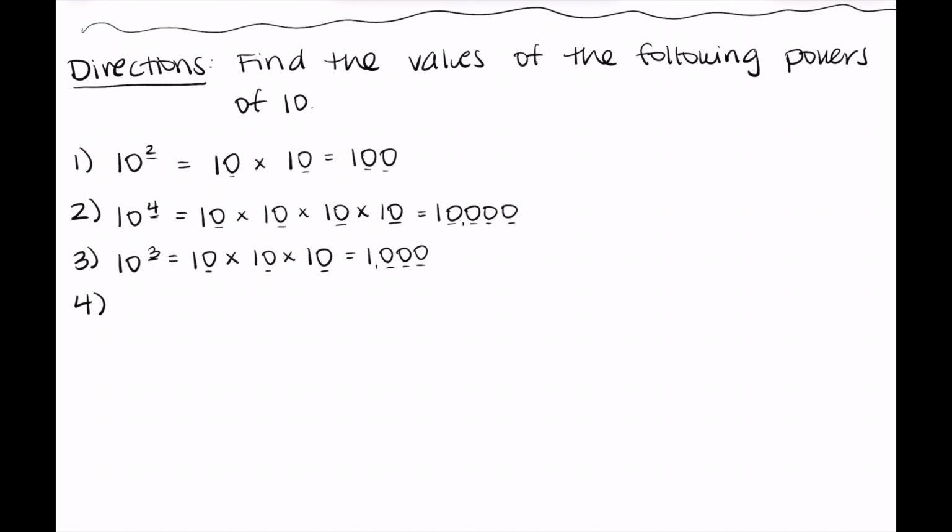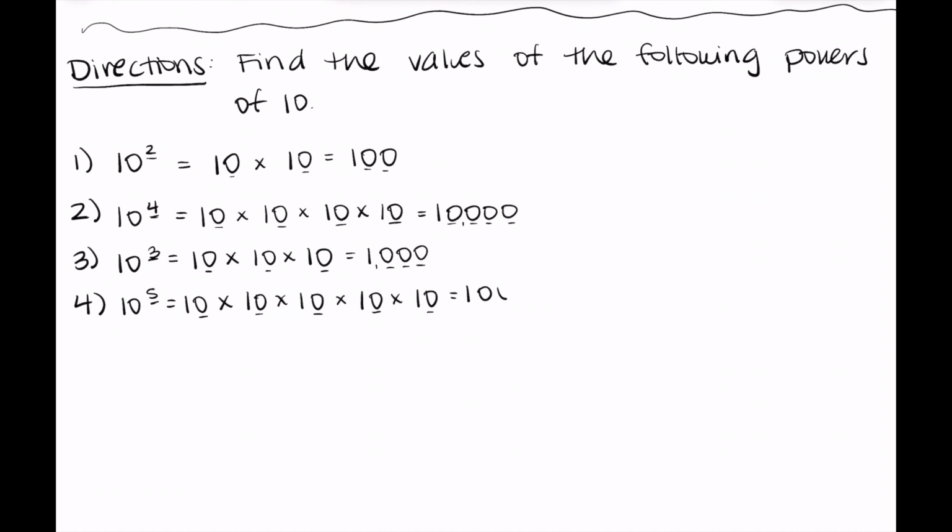Our last practice problem for this section will be number 4. And for number 4, we're given 10 to the 5th. So this is our largest one. 10 to the 5th means we are multiplying that base of 10 out by 5 because 5 is our exponent. So we're going to multiply that 10 out 5 times: 10 times 10 times 10 times 10 times 10.